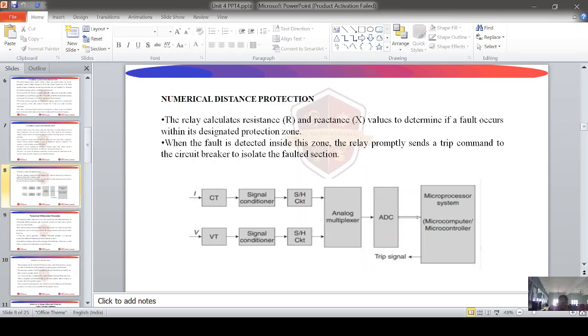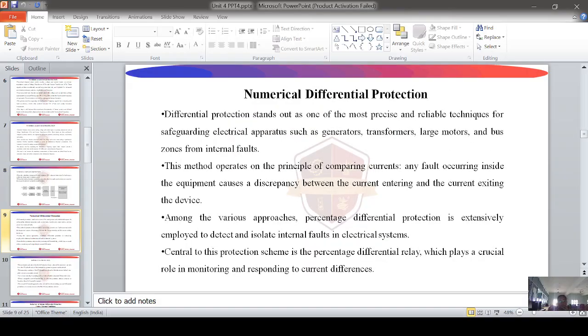This is the diagram of numerical distance protection. The relay calculates resistance and reactance values to determine if a fault occurs within its designated protective zone. Then we have to learn numerical differential protection.